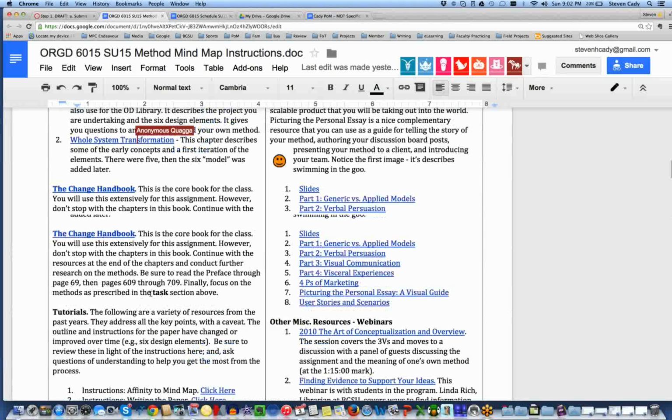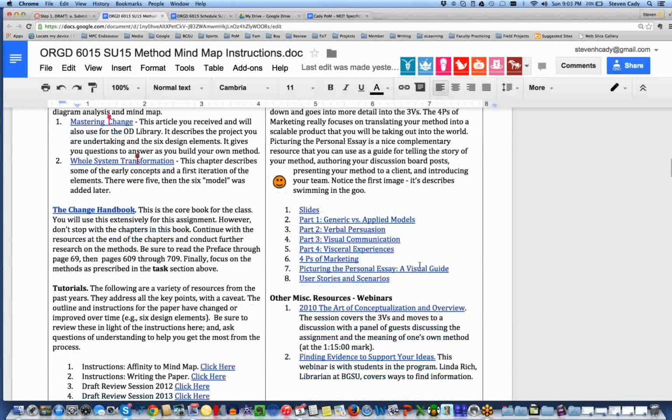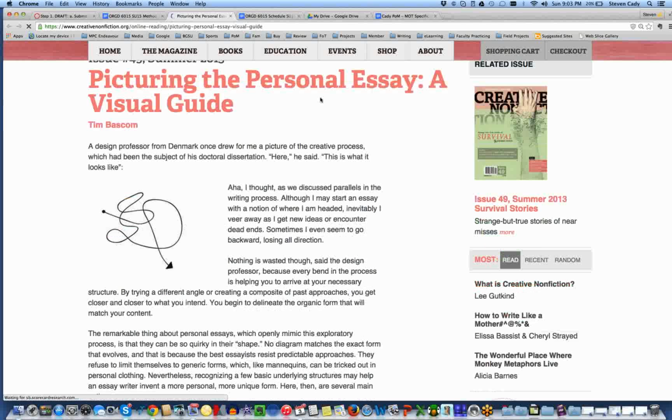And so this is up here. Let me just show this right here. This might be helpful to you all as a writing guide. This visual guide right here, picturing a personal essay, is such a good post. I think of it as an article. He said, picturing the personal essay. Think of this as a personal method mind map, a visual guide.